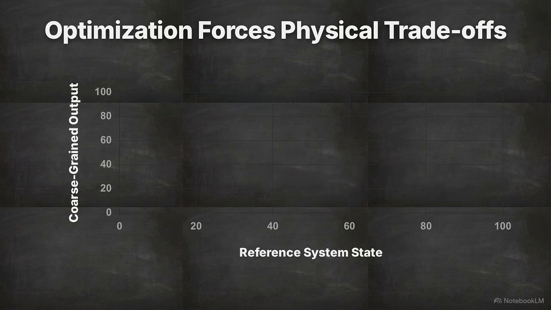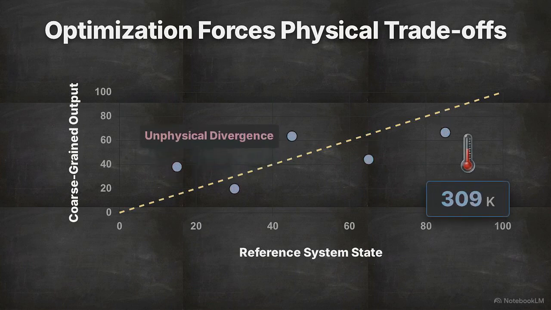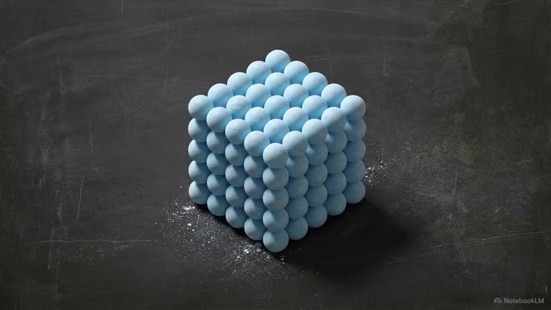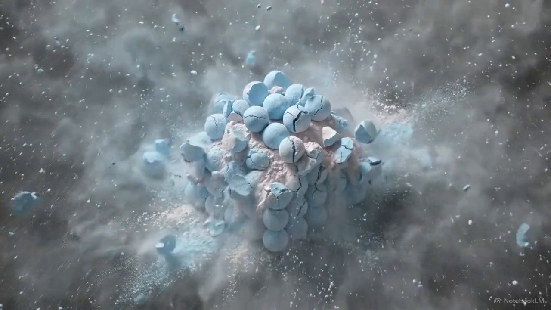This is coupled with the transferability problem. A parameter set explicitly optimized at 300 Kelvin will produce highly unphysical data if you attempt to run that exact same system at 320 Kelvin. A coarse-grained parameter set is a highly localized abstraction. It is inherently incomplete and invalid outside of its specific thermodynamic state point.